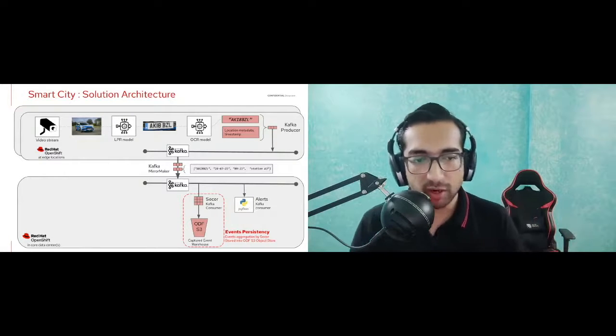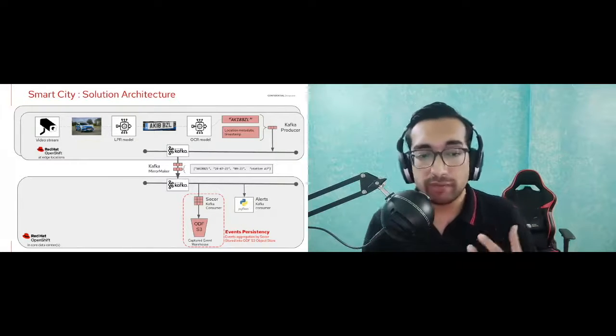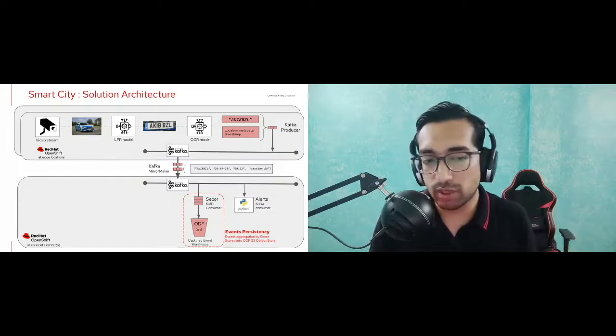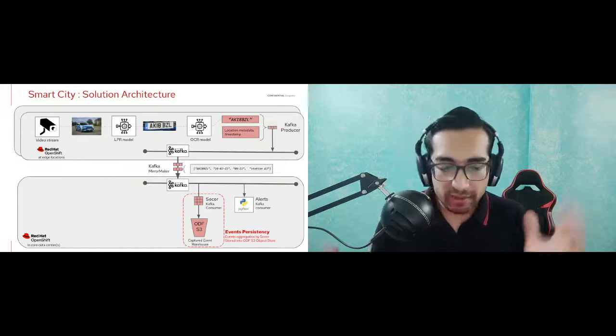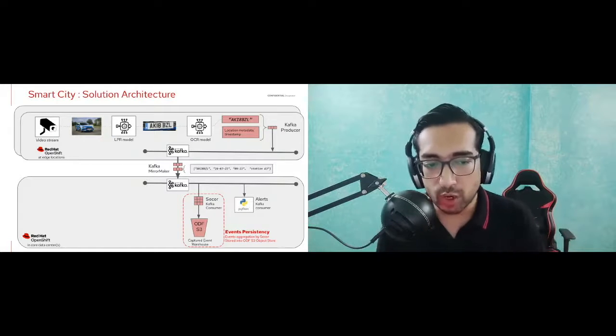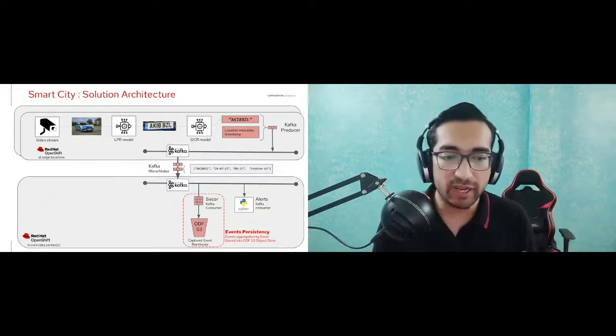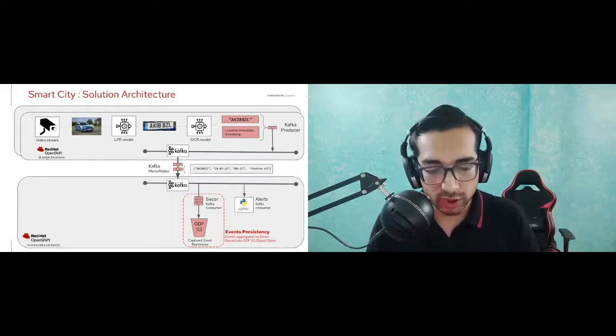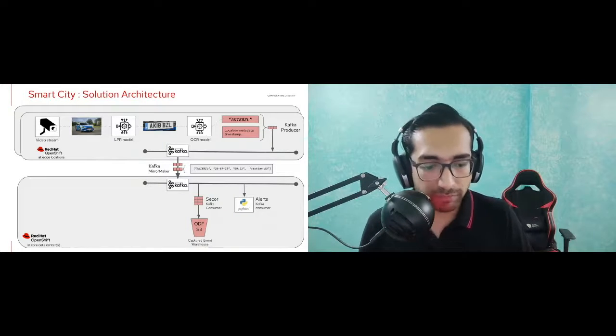So we'll use something called a Secor, which can help. Secor is, by the way, a Kafka consumer, which will tap into the Kafka topic, read the data from Kafka, and store that onto an object storage bucket. And here we are using Ceph object storage, which is the choice.